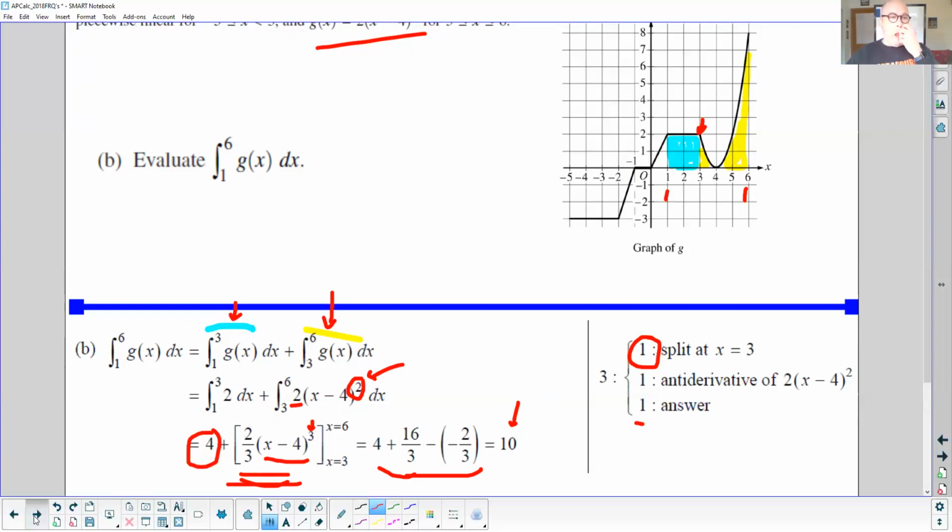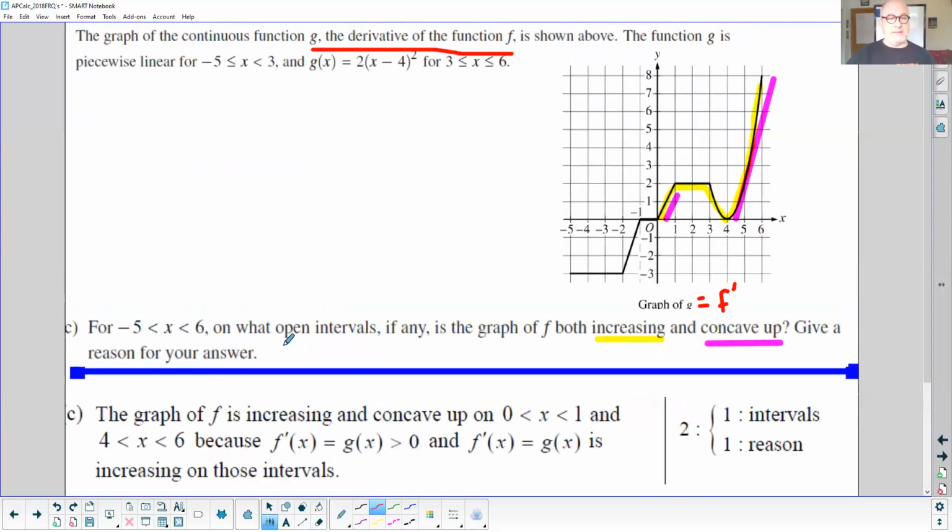All right, moving on. C. From -5 to 6, on what open intervals, if any, is the graph of f concave up? Okay, now remember, this is the graph of f prime, or g, it says in the original. F will be increasing when f prime is positive. And then f will also be concave up when two things happen: f double prime is positive. But I'm not going to use that because I don't have the graph or I don't know anything about f double prime. I'm going to use this piece, which is a little bit better.